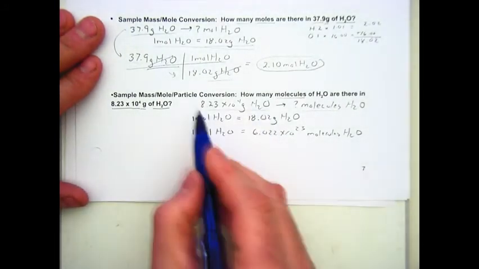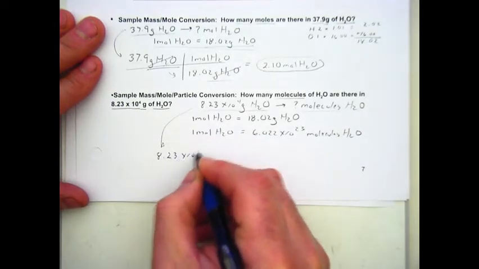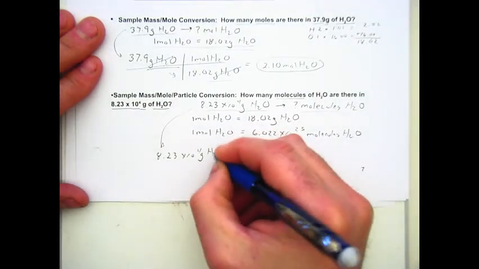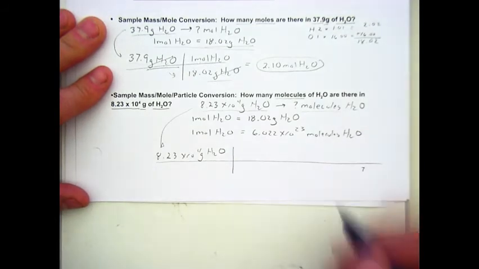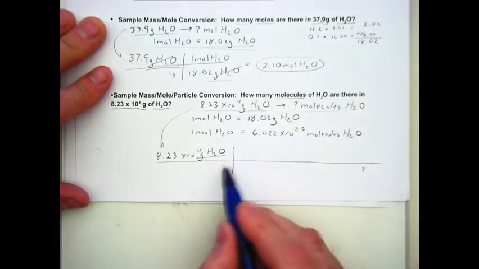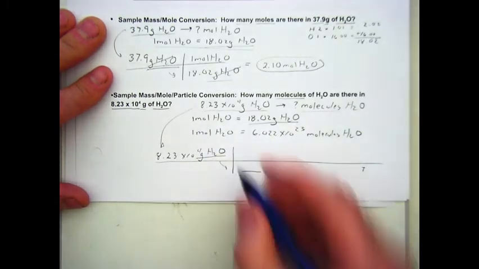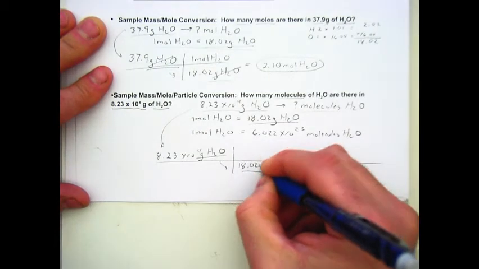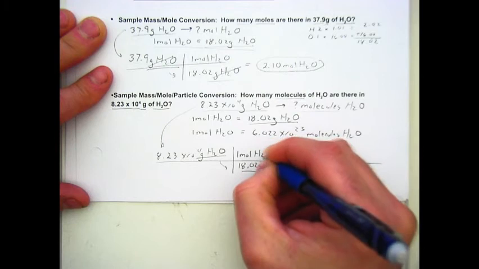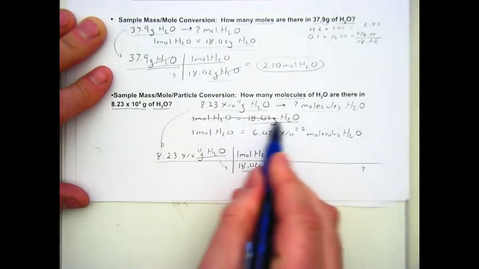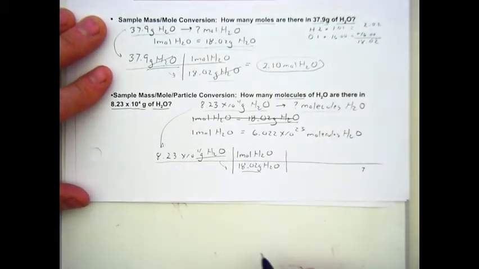So we take our starting point, set up our grid, 8.23 times 10 to the 4th grams of water goes in the top left-hand cell of the grid. Since there's grams of water there, we want to put grams of water there. So we use the 18.02 grams. That goes on the bottom. And what it's equal to, 1 mole of water, goes on top. I cross that out since I've already used it. And since we have another equality, I have another vertical line.